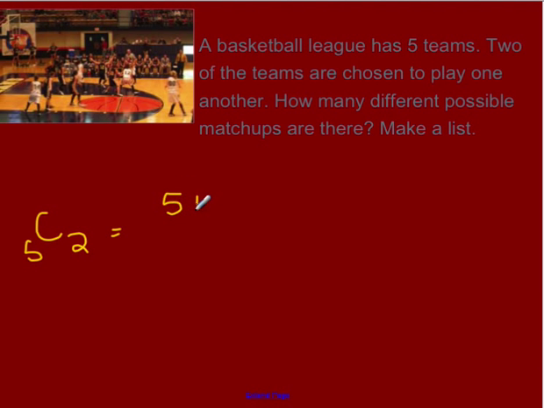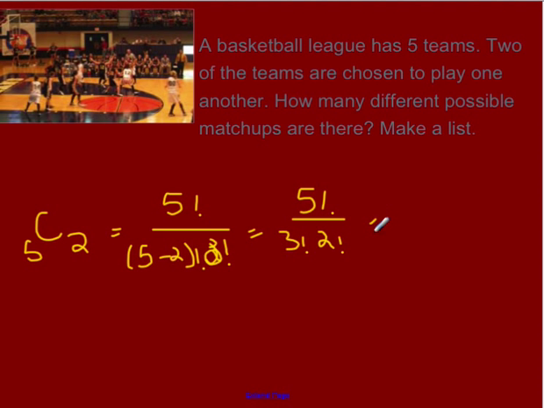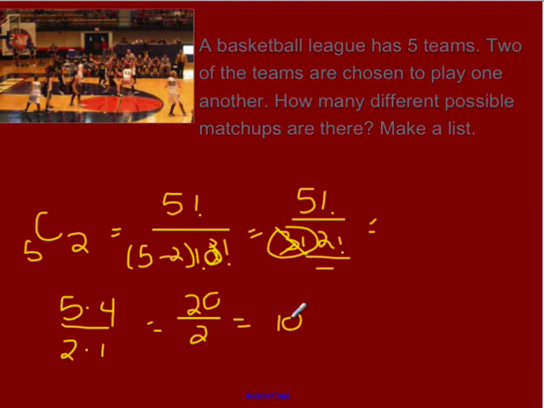So we have 5 factorial, and now we're going to do 5 minus 2 factorial, which is 3 factorial. So then we have 5 factorial over 3 factorial times 2 factorial. So let's look at it this way. Everything from 3 on down is going to be taken care of by that 3 factorial. So left on top, I have 5 times 4, and then I still have that 2 factorial, 2 times 1. Well, 5 times 4 is 20. 2 times 1 is 2. 20 divided by 2 is 10. So we have 10 different ways that we can choose those team lineups.